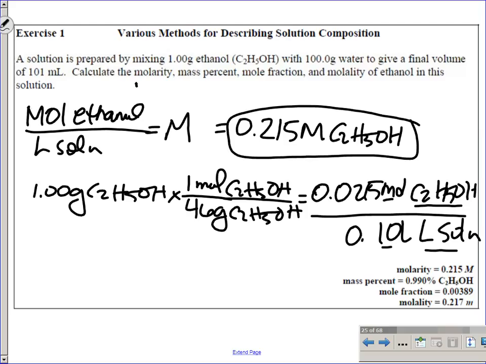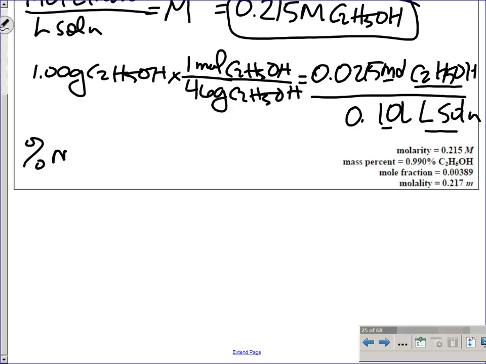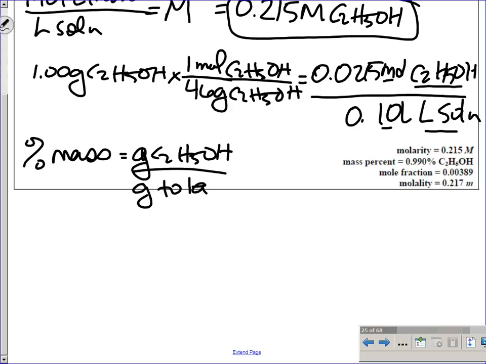So molarity we just did. Mass percent. What's mass percent? What's the formula? How do you do any percent? Part over total. So the part we're looking for is the mass of what? Ethanol. How many grams of ethanol do I have? So mass percent is going to be mass of ethanol over what? Grams total. And how do you do any percent? Times 100 at the end.